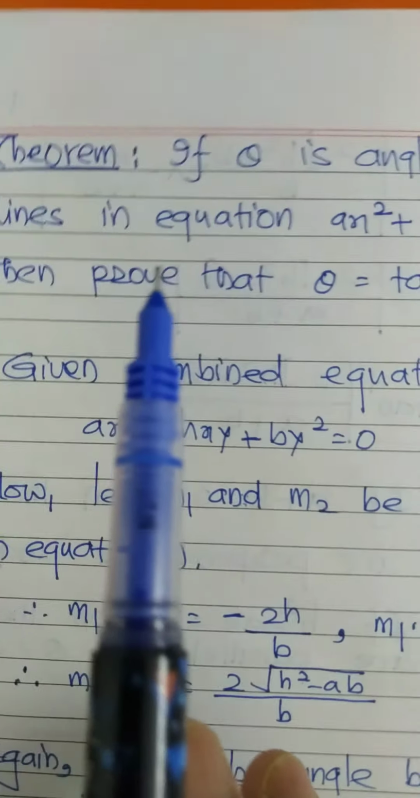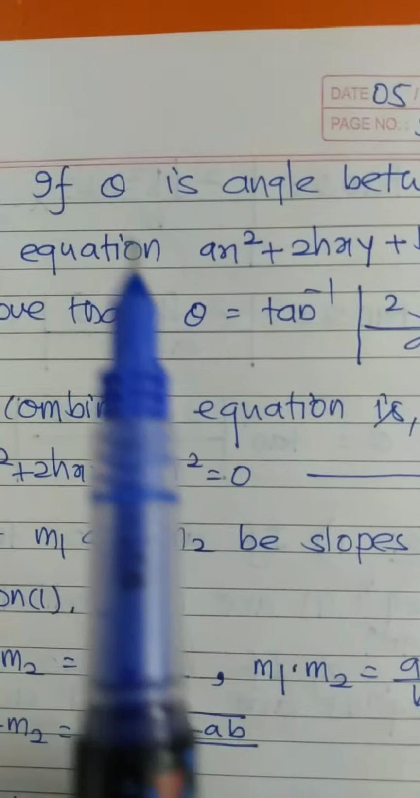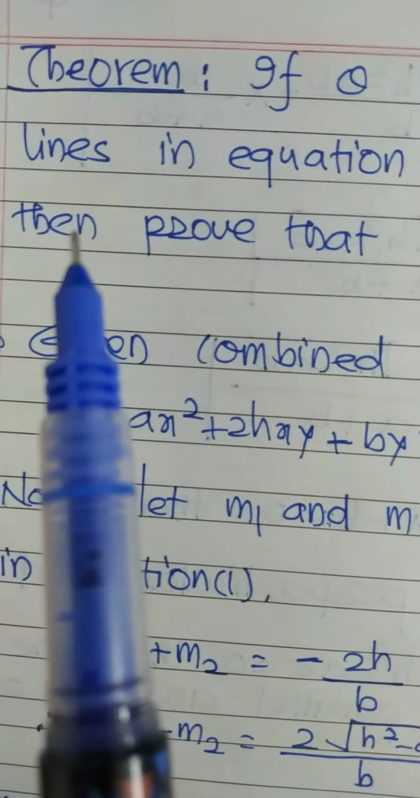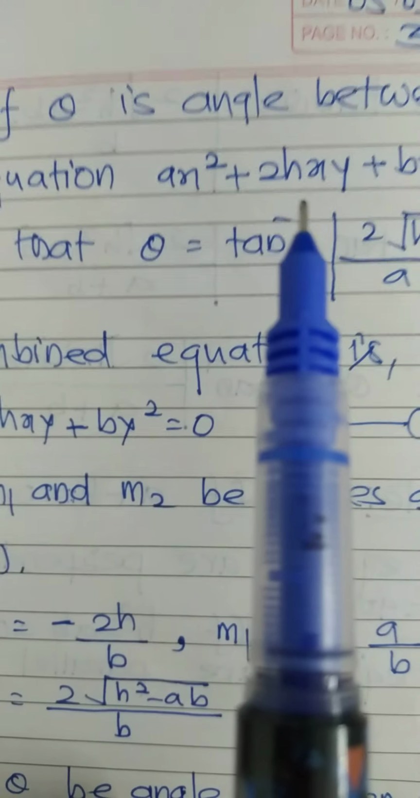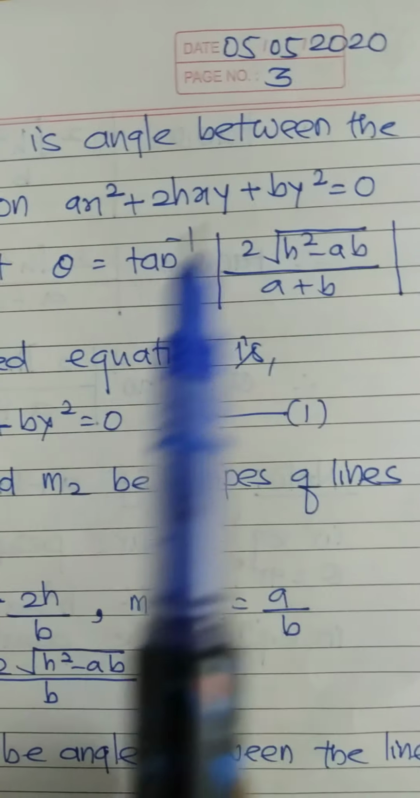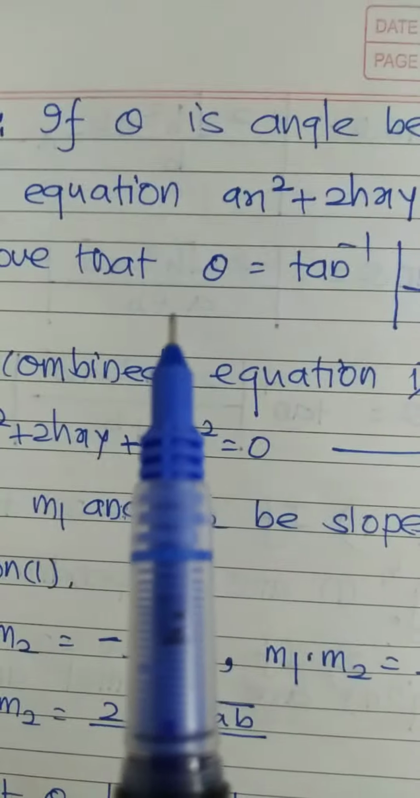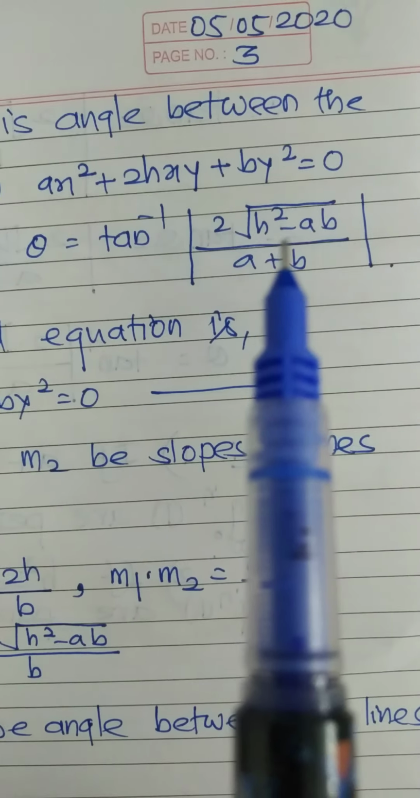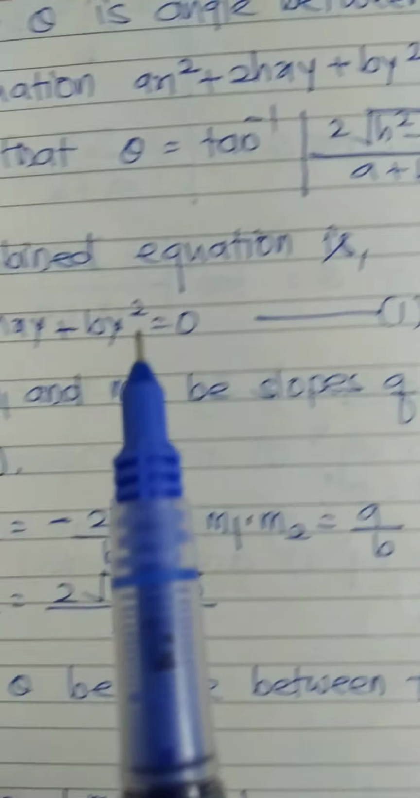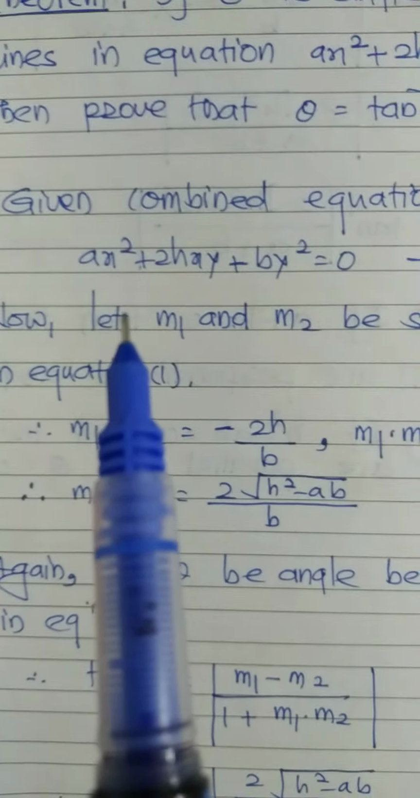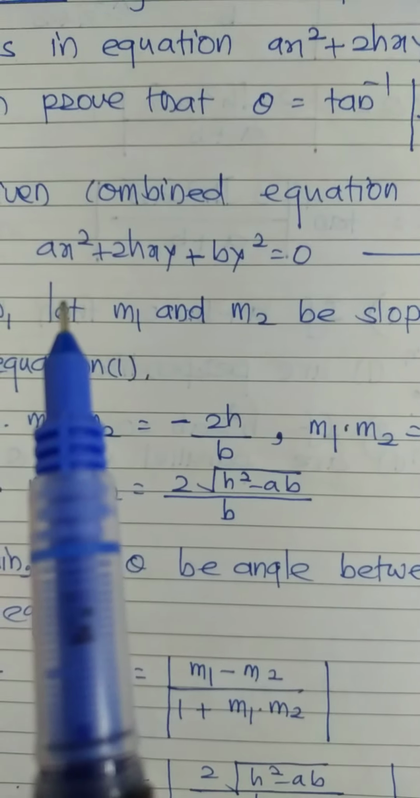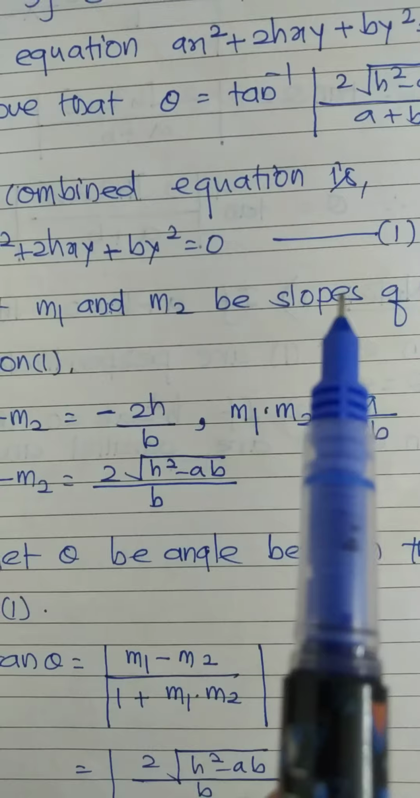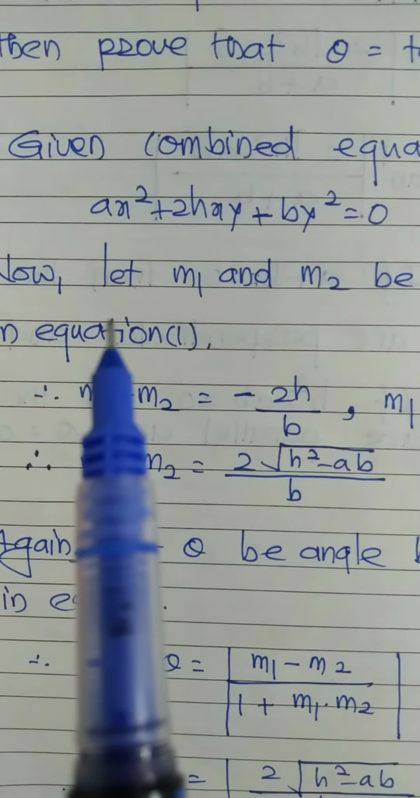Now next we have to consider the theorem, which is important from the state board point of view. If theta is the angle between the lines in the equation ax square plus 2hxy plus by square equals 0, then we have to prove that theta equals tan inverse of mod 2 square root of h square minus ab upon a plus b. So for that, we consider the given combined equation ax square plus 2hxy plus by square equals 0, equation first. In that, two lines are there.